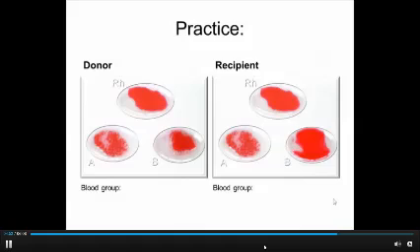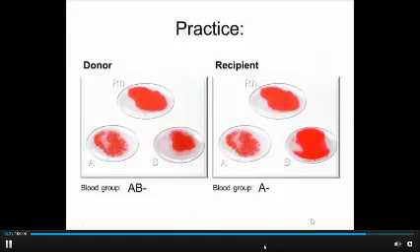Let's take it a step further. This recipient needs a blood transfusion, but there is no perfect match. Can the blood of this donor be used for the transfusion? Let's first determine the blood groups. Your donor has AB negative group. Your recipient has A negative blood.